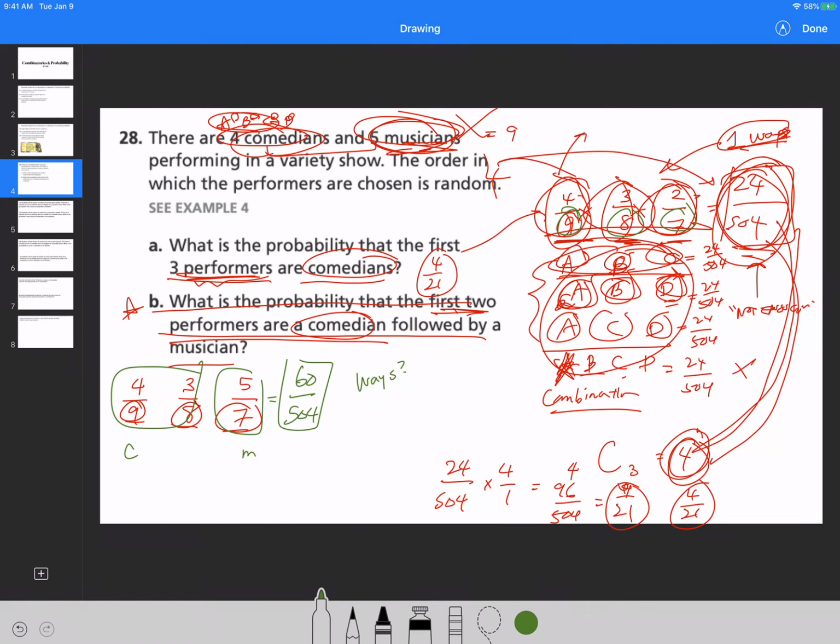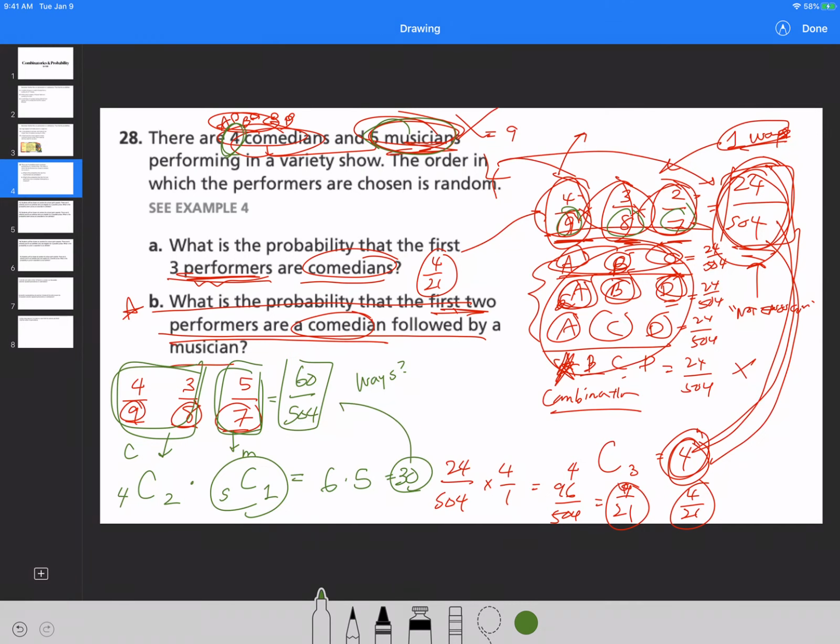Okay? So, how many different ways can you place these 4 comedians into 2 different spots? And how many different ways can you put 5 musicians into 1 spot? Because there's only 1 spot available for a musician, and 2 spots available for comedians. So you multiply them, of course: 4 combination 2 gives you 6, 5 combination 1 gives you 5. Well, that's 30 different ways in which you could arrange that.